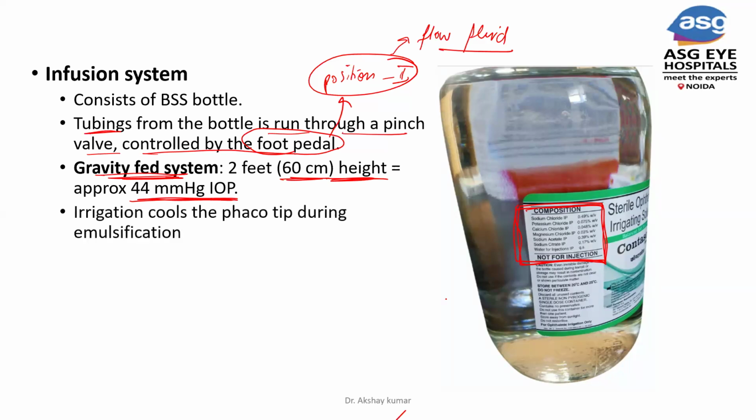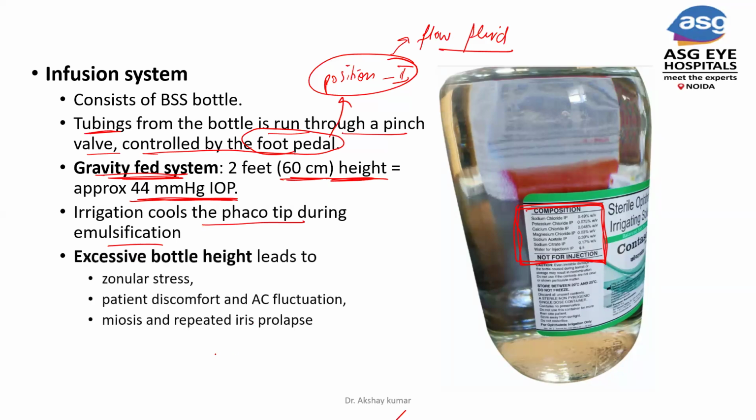The irrigation cools the phaco during the emulsification. Sometimes you have side effects of using excessive bottle height, which you need to note down. First is zonular stress, second is patient discomfort, AC fluctuation, and miosis and repeated iris prolapse. So it should be adequately raised.